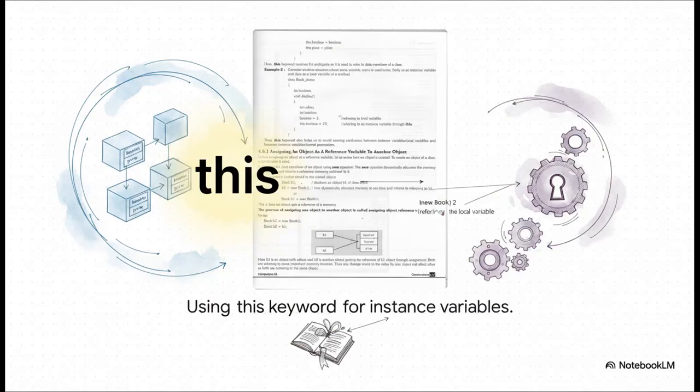It is such an elegant solution. It acts as a direct reference to the object that is currently calling it. By typing this.bookno equals bookno, you're explicitly telling Java, hey, take the value of the local parameter bookno on the right and assign it to this object's instance variable bookno on the left. It completely wipes out the ambiguity and keeps your code beautifully readable.